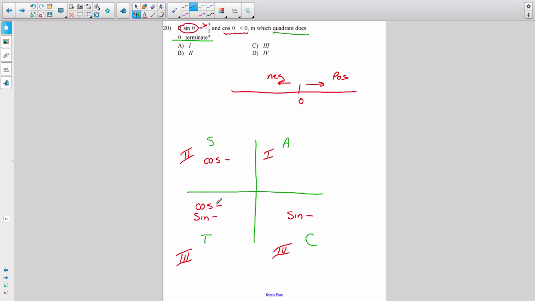So where do both criteria get satisfied? In what quadrant are both of these things showing up? Right here. So quadrant number 3 is the only possible place that you can have an angle that has a sine being negative and also a cosine being negative. That only happens right here.